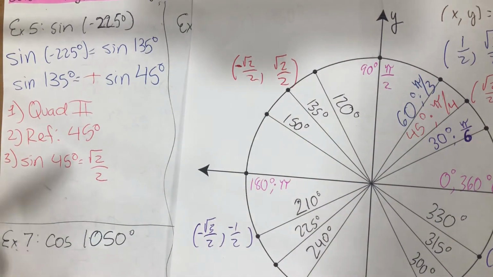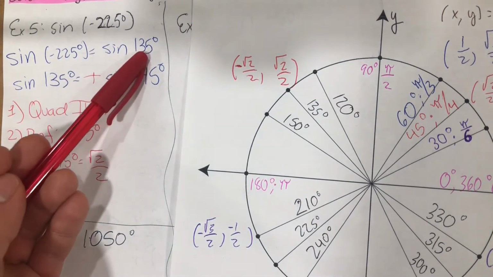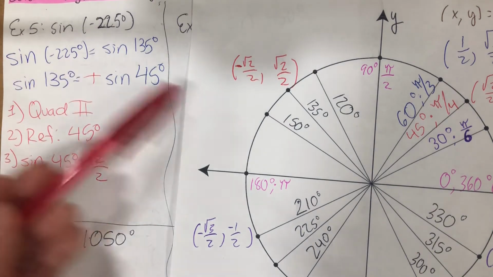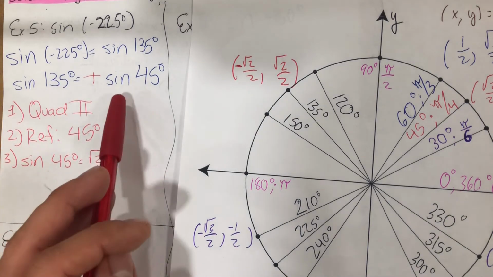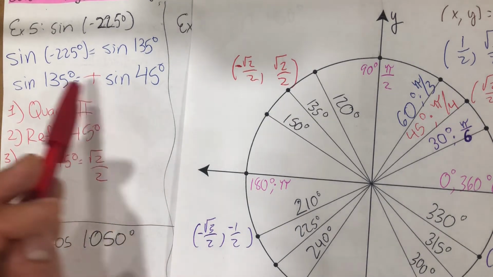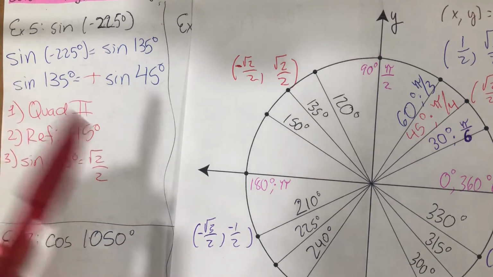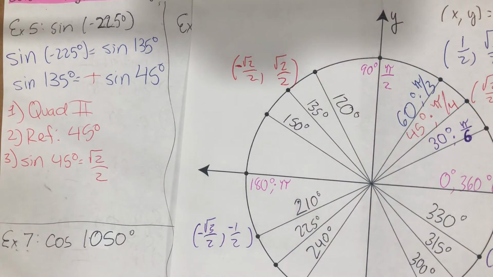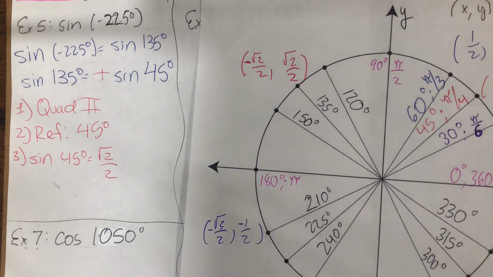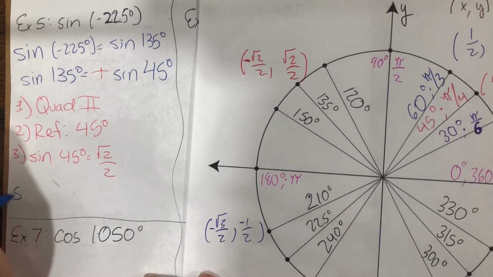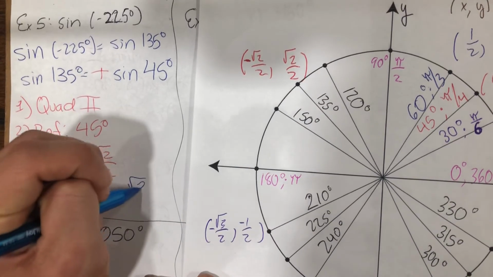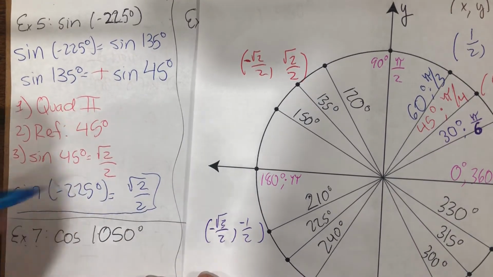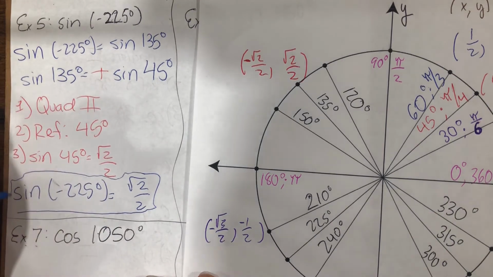All right, now if we recall, 135 degrees and negative 225 degrees are coterminal angles. So since we have sine of 45 degrees as root 2 over 2, that also equals sine of 135 degrees, which also equals sine of negative 225 degrees. So for my final answer, sine of negative 225 degrees is equal to root 2 over 2. All right, let me box that up.